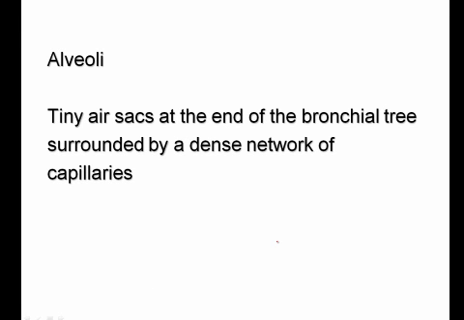At the ends of the bronchioles there are the alveoli. These are tiny little sacs that are at the terminal end of the bronchial tree. They are surrounded by a very dense network of blood capillaries. Remember how tiny and how thin capillaries are, little microscopic vessels. The wall is a single squamous epithelial cell thick.